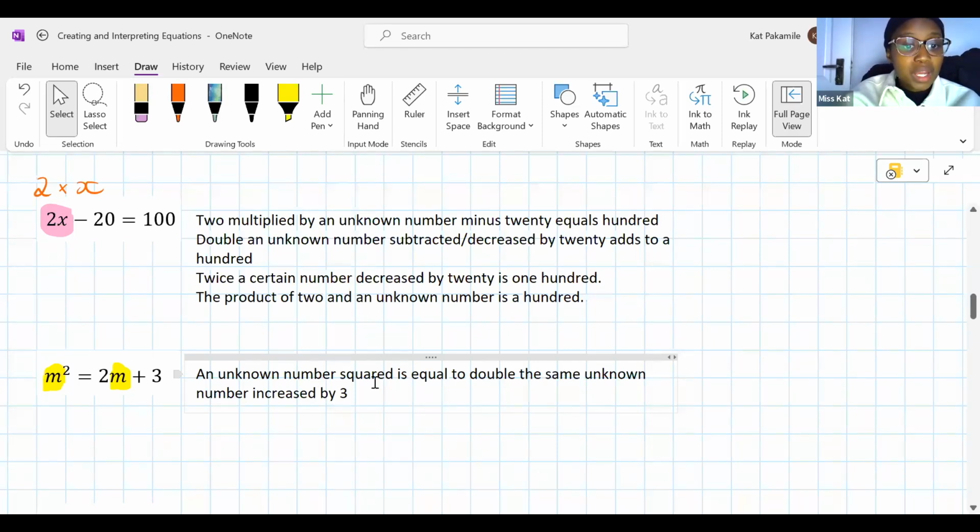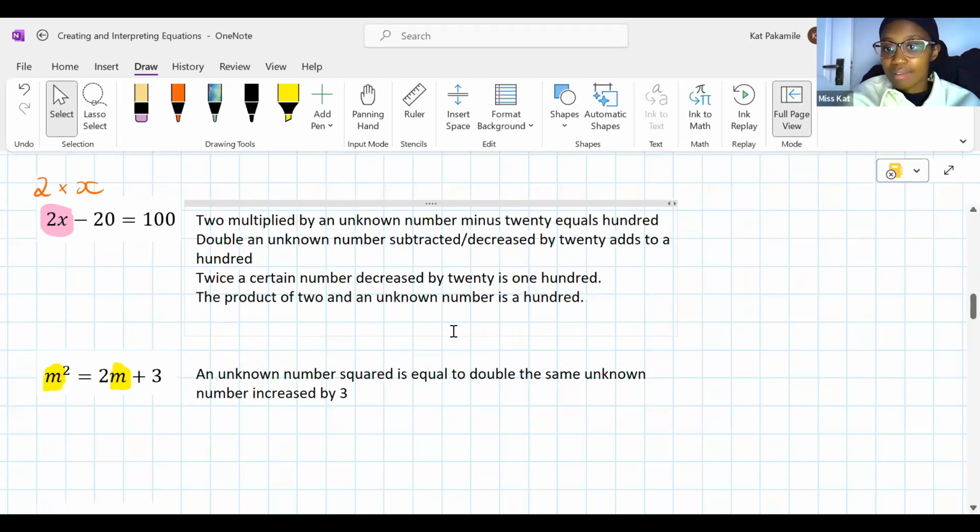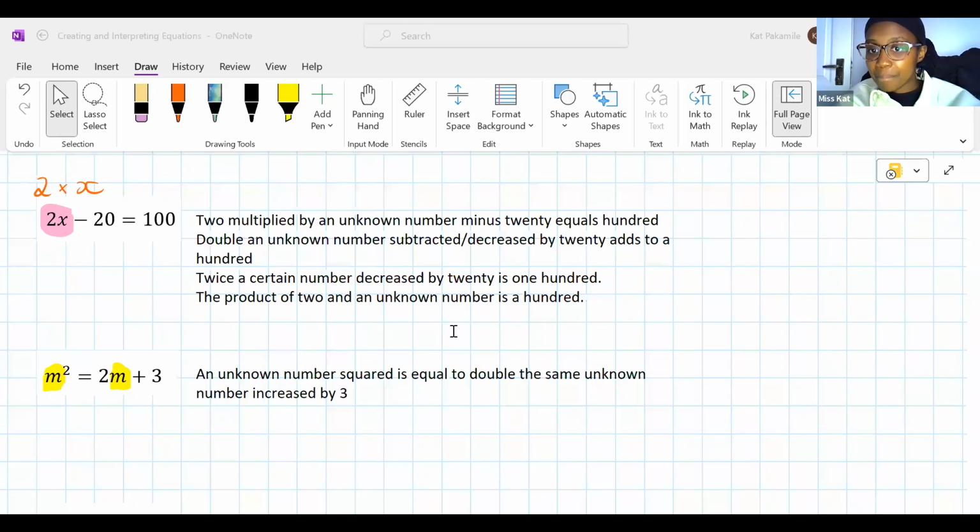So we could say, I like your idea though. I like your idea. So an unknown number squared, let's see if this is true, yes, is equal to double the same unknown number increased by 3. Beautiful, Amahle, I love it. Thank you, ma'am. You're welcome. Amara has given us another solution. An unknown number to the power of 2 equals to 2 multiplied by the unknown number, add 3. Beautiful, guys. We're getting somewhere. We need to move on.